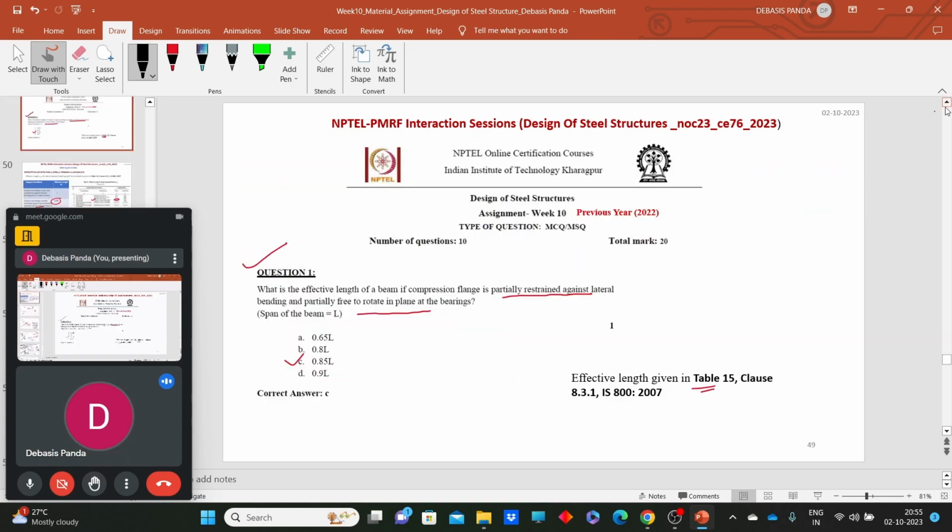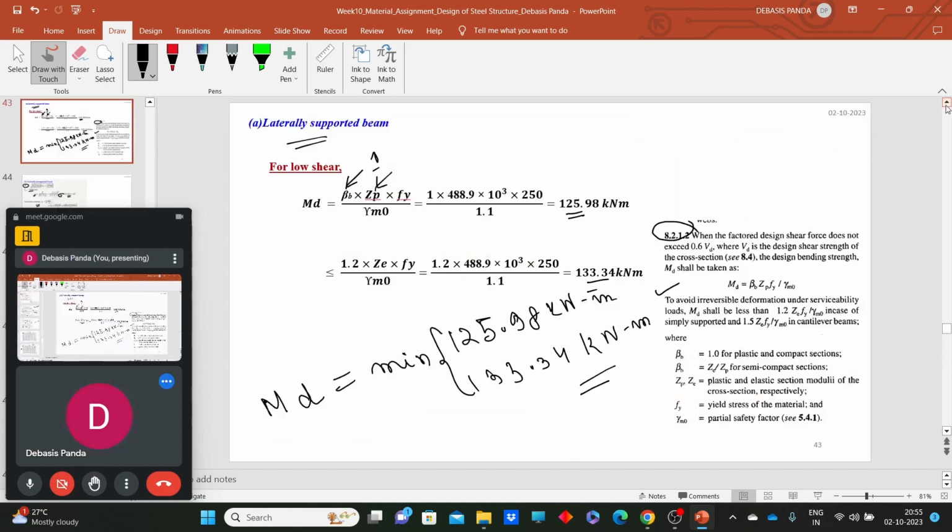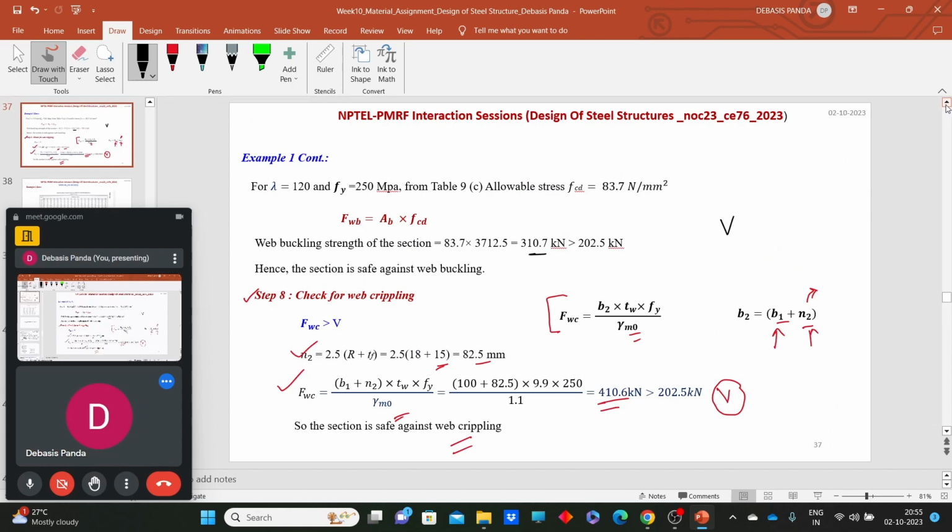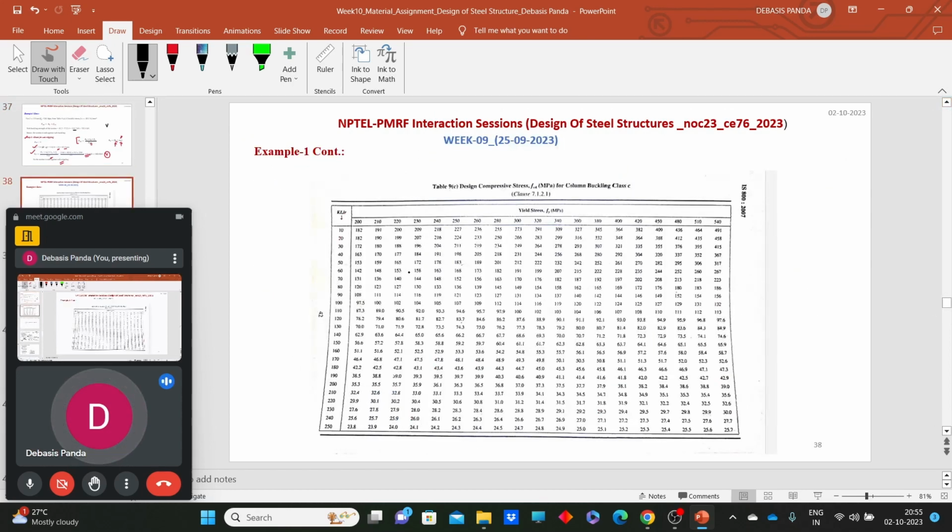I think I have table 9C added here. Here you can see table 9C, as per lambda value 80, you can calculate the value of FCD, 136.